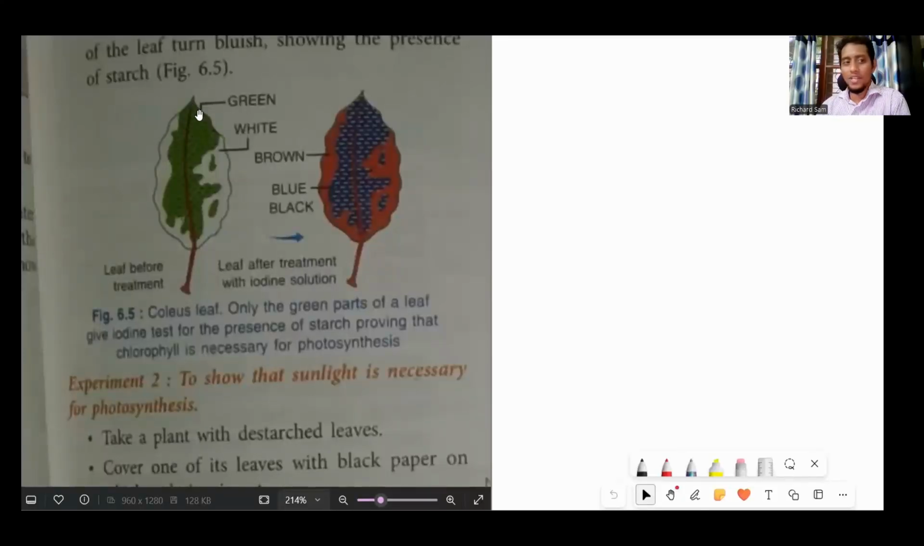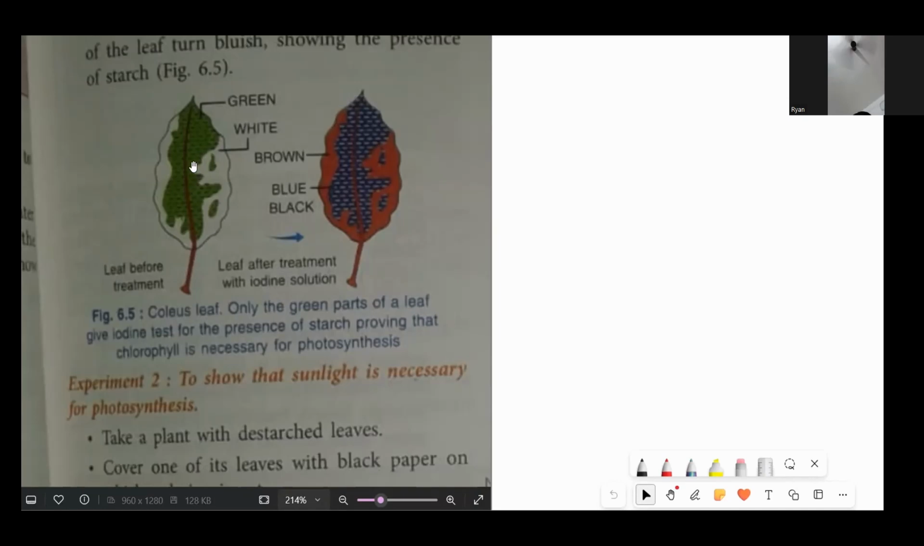Variegated leaf. A variegated leaf is green only in certain parts, right? So only there chlorophyll is present and there only glucose is produced. But the glucose that is produced in those green parts is spread around throughout the leaf. And so the whole leaf has that glucose, which gets converted to starch.